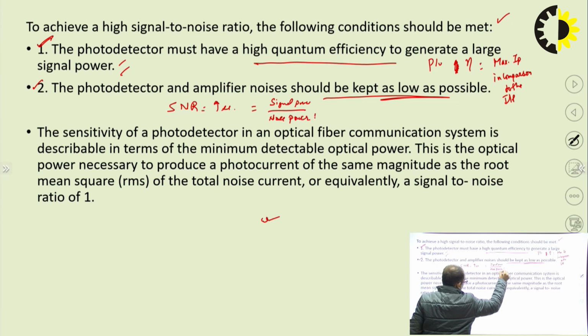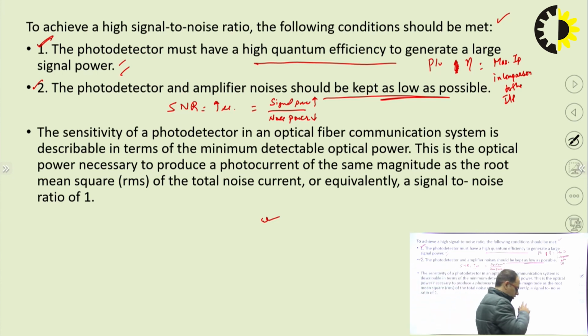When noise power is less, then SNR increases, and when the signal power is greater, then also SNR increases. Clear? So, sensitivity.